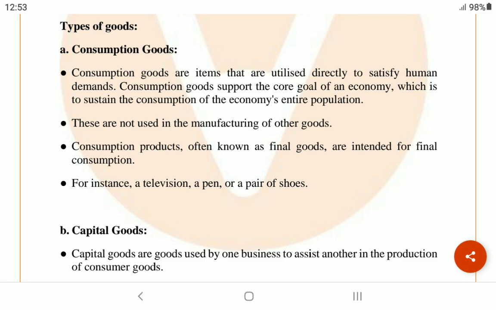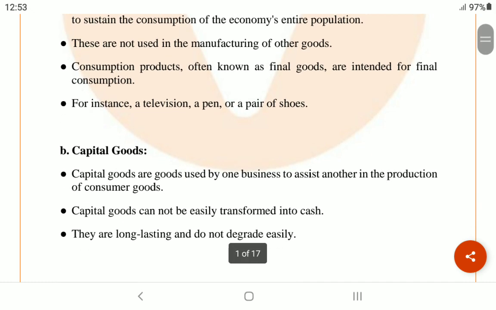For example, let us take television, pen, paper. These are finished goods. People use them. People watch TV, a pen is used to write, paper, a pair of shoes to put on and walk. So it is a finished good. Okay, that is consumption goods.